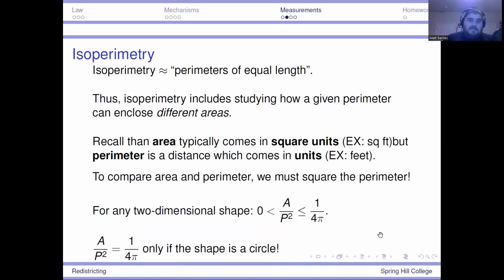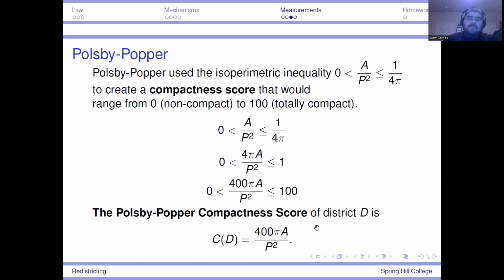Now, the cool thing is that we can say with isoperimetry that any 2-dimensional shape, right, is going to obey this inequality right here. So if I look at the area of the shape, that's the capital A, and the perimeter, right, and that's the capital P here, I know that this fraction is going to be between 0 and 1 over 4 pi. And the only way it gets to 1 over 4 pi is if the shape is a circle, right? So we can use this inequality to our advantage, right? We can take this and we can use it to figure out how compact a district is.